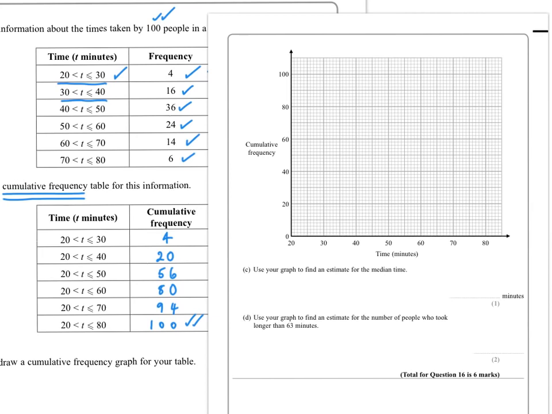Use your graph to find an estimate for the median time. Well, when we're looking at median, think about the quartiles. So the first quarter, or the first 25%, we want to get to the second quartile, or the 50% mark. So that's halfway. So we had 100 people, and we're going to be using the median.